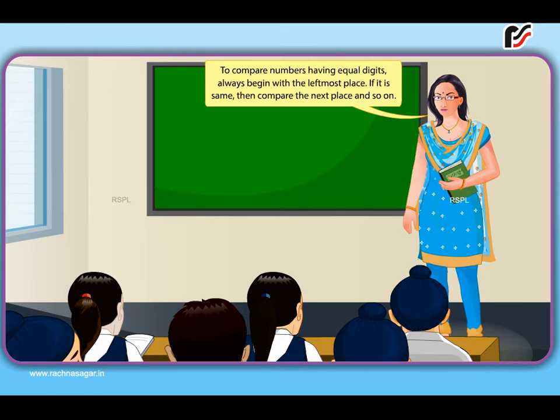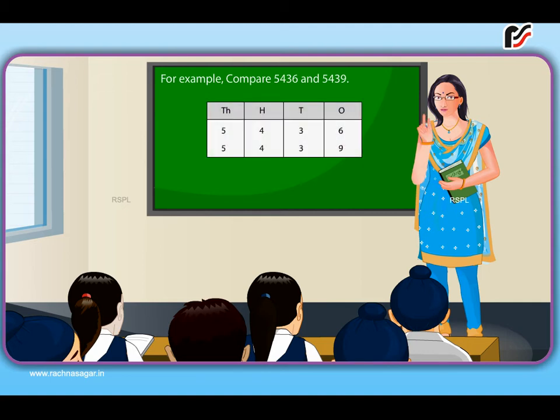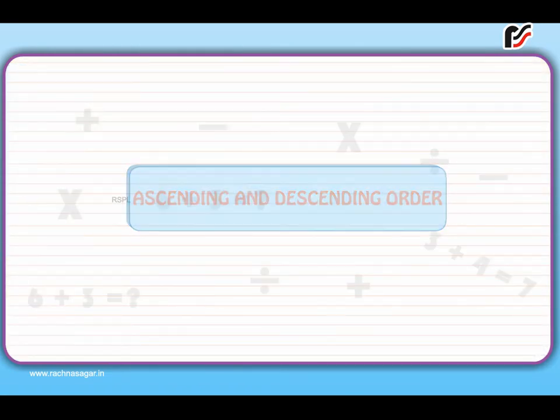If it is same, then compare the next place and so on. For example, compare 5436 and 5439. Here, thousands place, hundreds place and tens place are same. So, we compare ones place and we find that 6 is smaller than 9. So, 5436 is smaller than 5439.